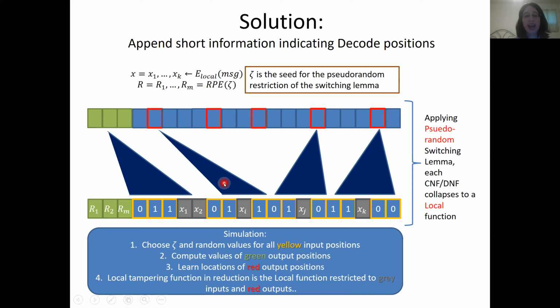And now we have a local tampering function with the correct size input and the correct size output. So the local tampering function that we've reduced to is the local function that is restricted to the gray inputs and the red outputs. And that is the non-malleable reduction to local.